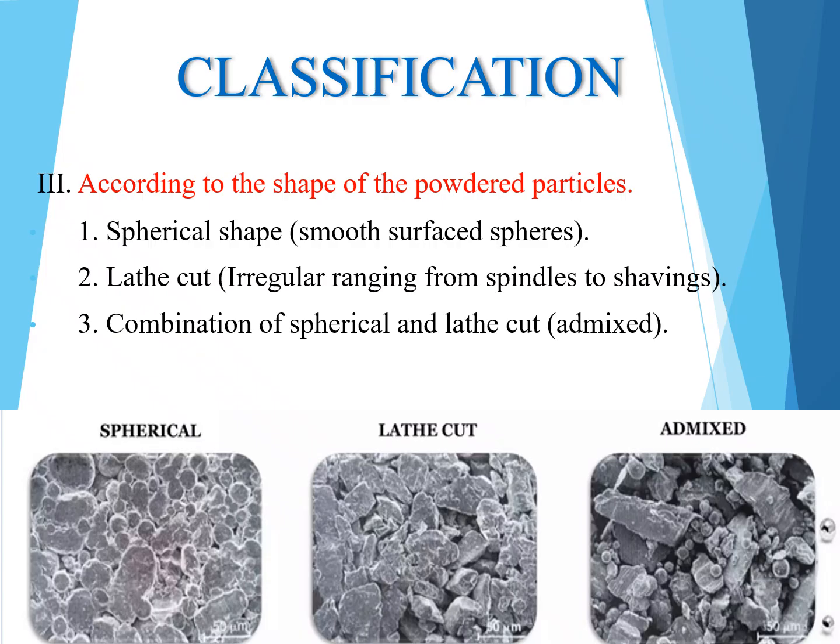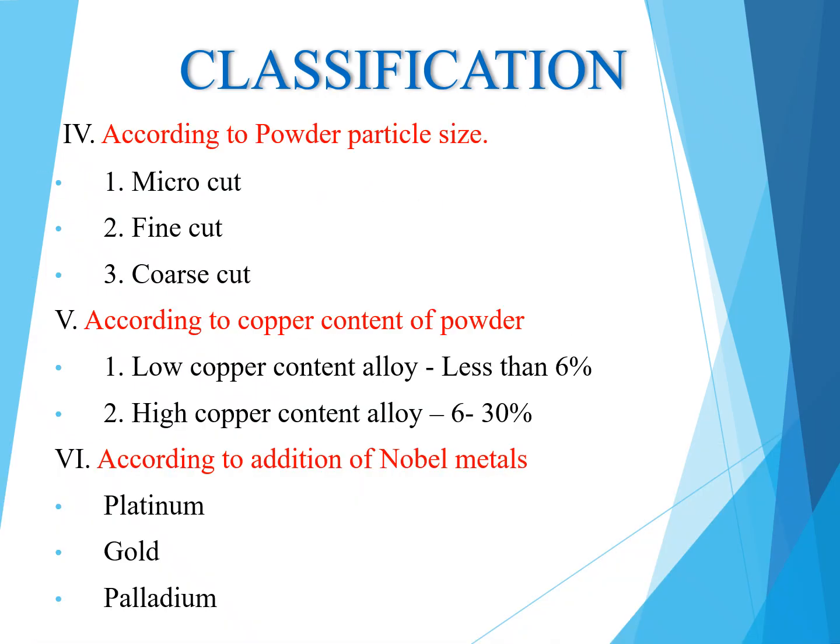Again, according to the shape of the powdered particle. First is spherical shape, where smooth surface spheres are present. Number two, lathe cut, irregular, ranging from spindle to shavings. And third is the combination of spherical and lathe cut, known as the admixed alloy. According to particle size, it can be micro, fine, or coarse cut.